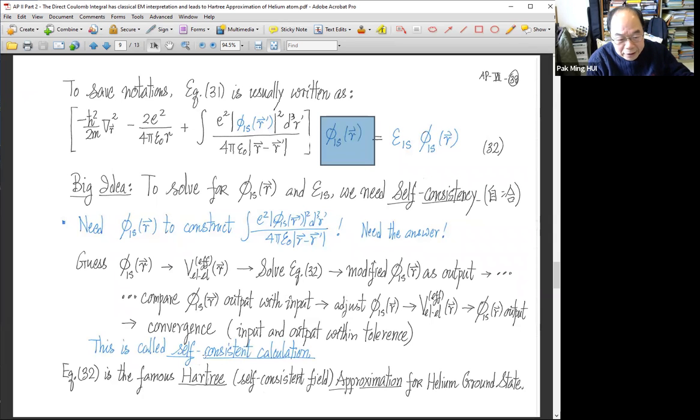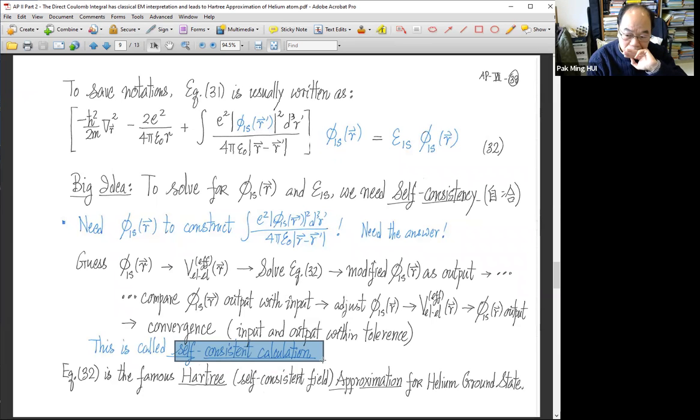So do you understand this iterative calculation to get to self-consistency? This is a key concept. Do you understand? I don't require you to do calculations here because you will have opportunities if you do projects or some other things. But at least you need to know the concept.